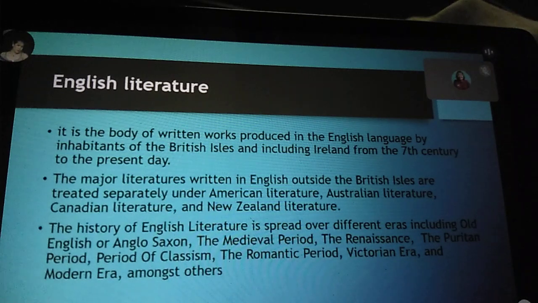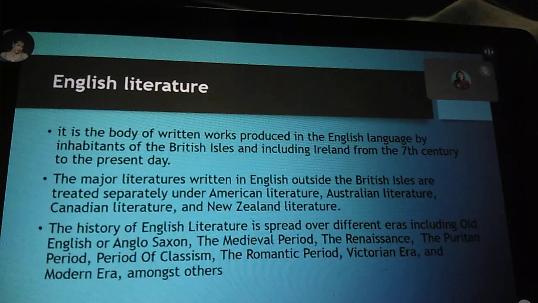Okay, English literature. It is the body of written works produced in the English language by inhabitants of the British Isles, including Ireland, from the 7th century to the present day. So, ang English literature daw ay lahat ng mga nasulat na or nagawang literature na nakasulat sa English language na ginawa ng mga tao na naninirahan sa British Isles at Ireland from 7th century to the present day.